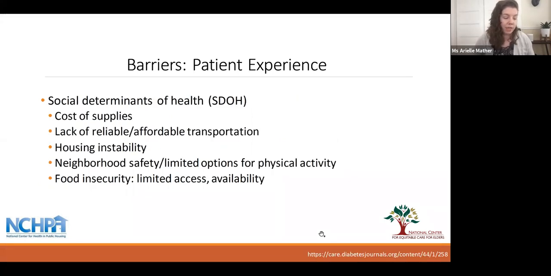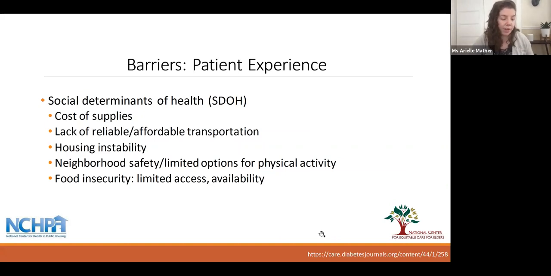And Jose mentioned the social determinants of health. These are conditions in which people are born, grow, live, work, and age. Many of these factors listed on this slide serve as potential barriers to preventing or delaying type 2 diabetes for residents of public housing, especially those that are over the age of 65.